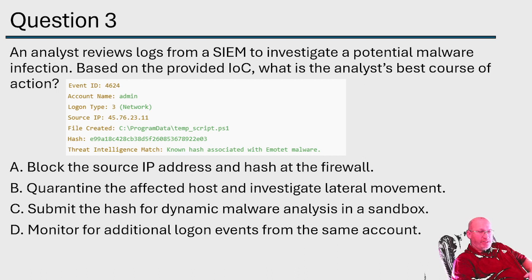Well, the proof is in the pudding, and the proof says B. Quarantine the affected host and investigate the lateral movement. So why aren't we blocking the source IP address and the hash at the firewall? Why aren't we doing that right off the bat?